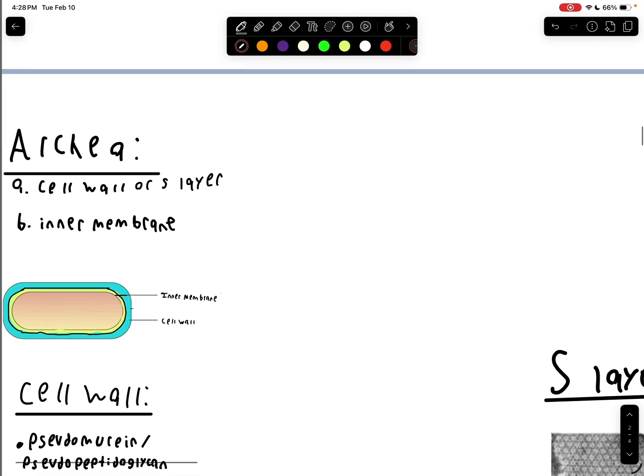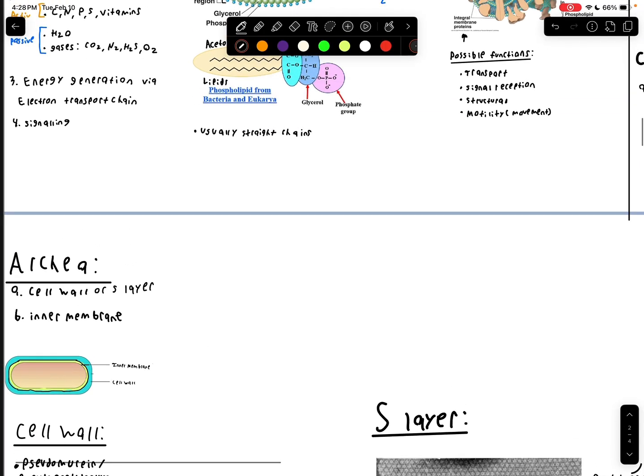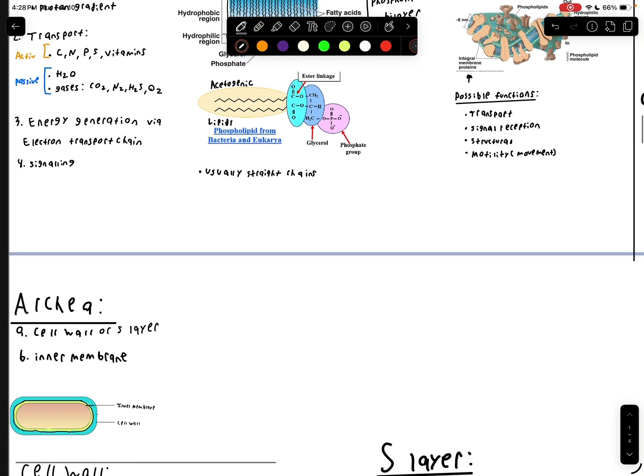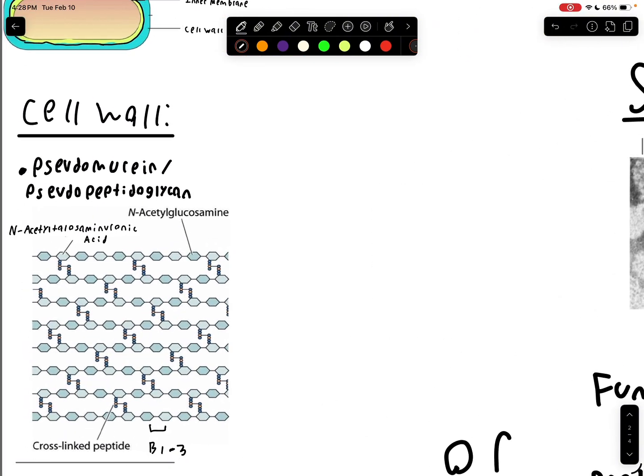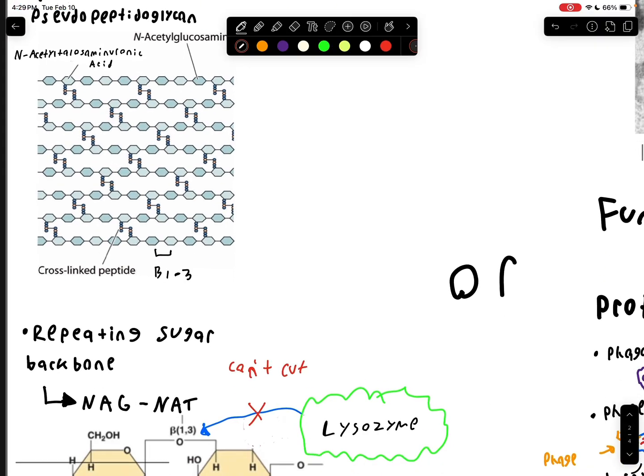Now, Archaea are their own separate domain, not in the same domain as bacteria. So what they have in their cell envelope is a cell wall or an S layer. And we haven't talked about what an S layer is, but just keep that in mind. And they have an inner membrane, which is different than this inner membrane over here. So let's start with their cell wall. They use what we call pseudomurin or pseudopeptidoglycan. So it's the same idea as peptidoglycan, but it's sort of pseudo meaning fake, right? It's fake peptidoglycan. It's not necessarily the same thing.